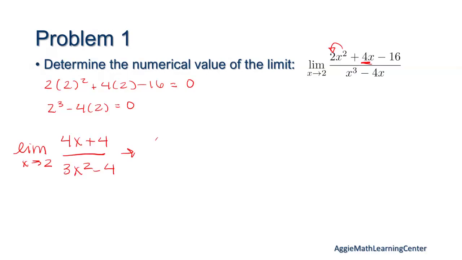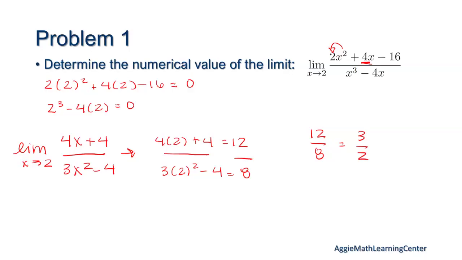So this is going to give us 4 times 2 plus 4. That's already looking better and not 0. So that's 8, so that's 12. And then 3 times 4, so that's 12 minus 4 is 8. Did you guys also get 8? Okay, cool. So now we've got 12 over 8, or we can simplify that to 3 over 2. Okay, so we get 3 halves at that point.